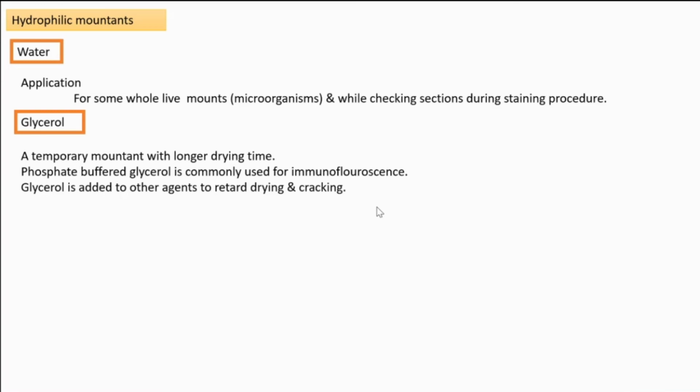With this, we have finished all the histological staining techniques. In the next class, we will learn about the common histological stains. With that, we can finish today's class. Thank you.